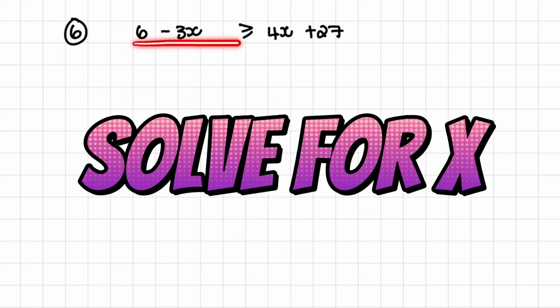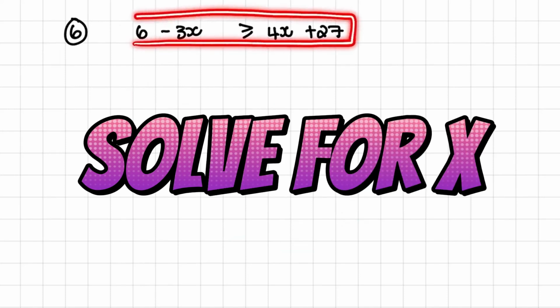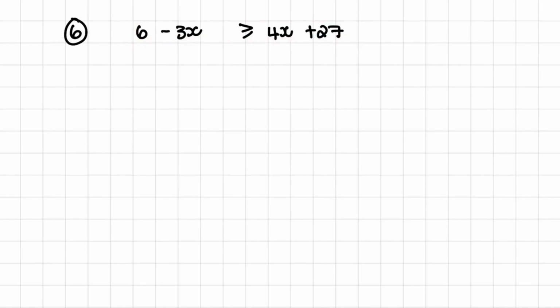In our next linear inequality, we want to solve for x. What I'll do first is move all the x's to the left-hand side and the constant values towards the right-hand side. So if I move 4x to the left-hand side, it will become negative 4x. And if I move 6 to the right-hand side, it will become negative 6. If I simplify, I have negative 7x on the left is bigger or equal to 21.